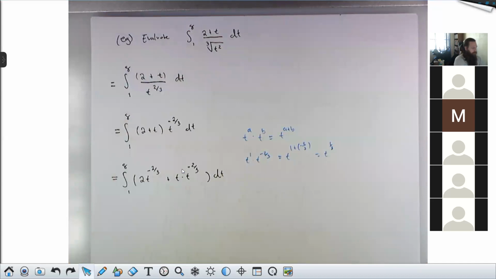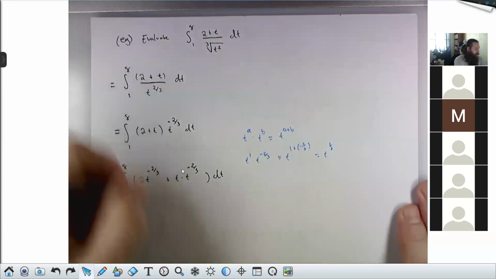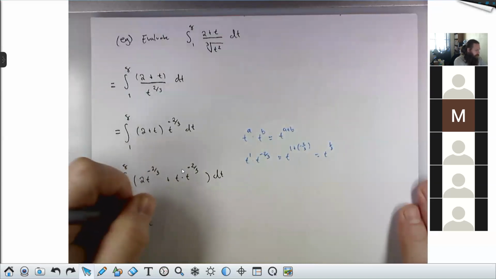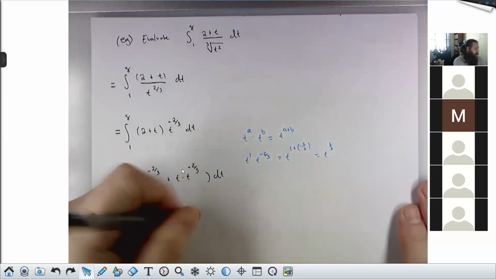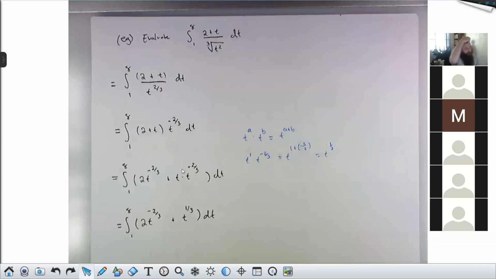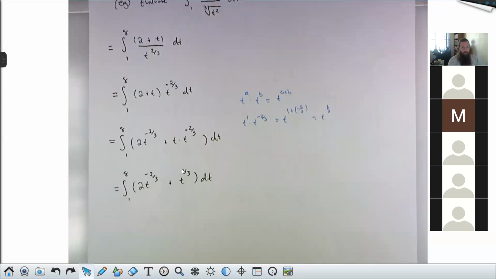So we still haven't done any calculus. We're still just doing algebra, but that's good. Algebra is our best friend. This piece is still 2t to the negative 2/3. And then we have plus t to the 1/3, and then dt. Okay, now I'm ready for an antiderivative, right? Because now I've got two pieces, each of which is simple to find an antiderivative of, and they're separated by addition only. So I can take the antiderivative of this separate from the antiderivative of this.